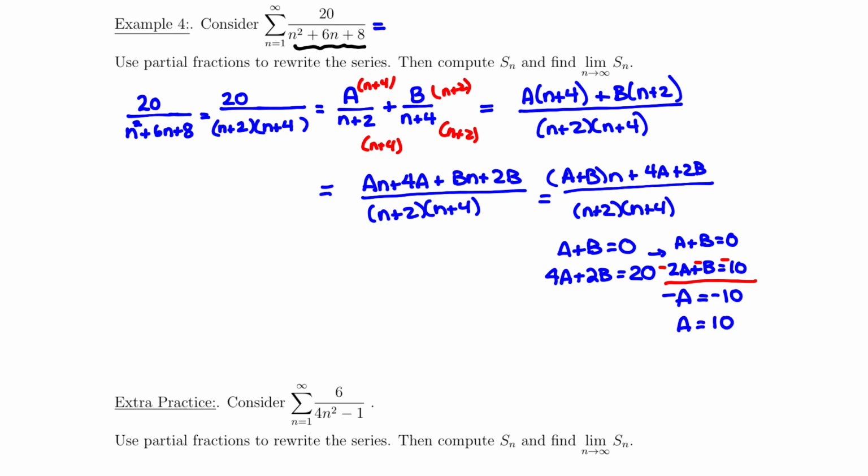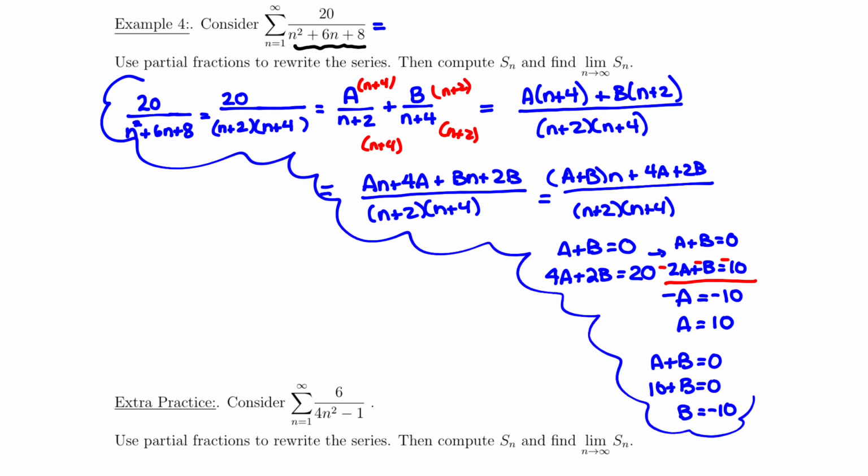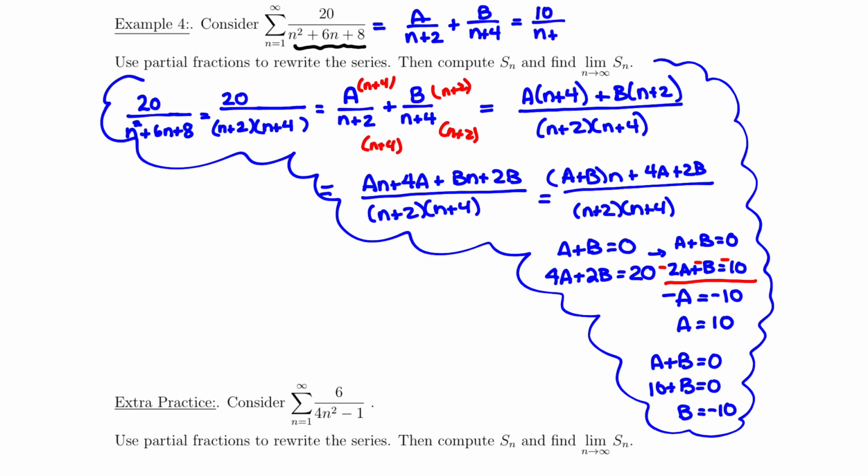I get A to be 10. And I get B to be negative 10. Wait, how does that work in the equation though? Yeah, let's see. So on top, what I did was I rewrote this as A over n plus 2 and B over n plus 4, right? 4A plus 2B is 20. Oh yeah, that would be 40 minus 20. Does that work? Yeah, I just got stuck with it.